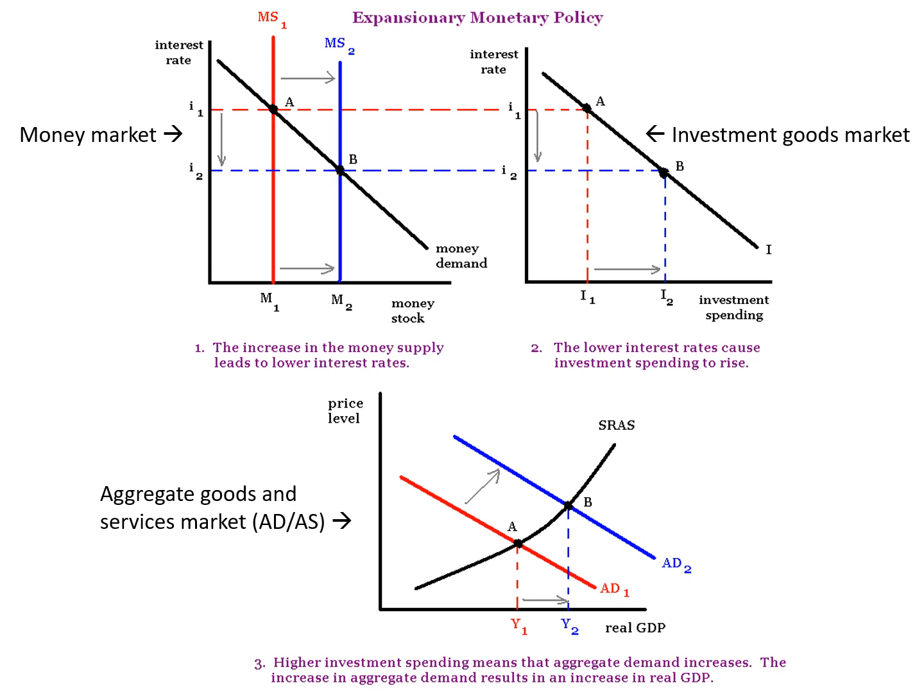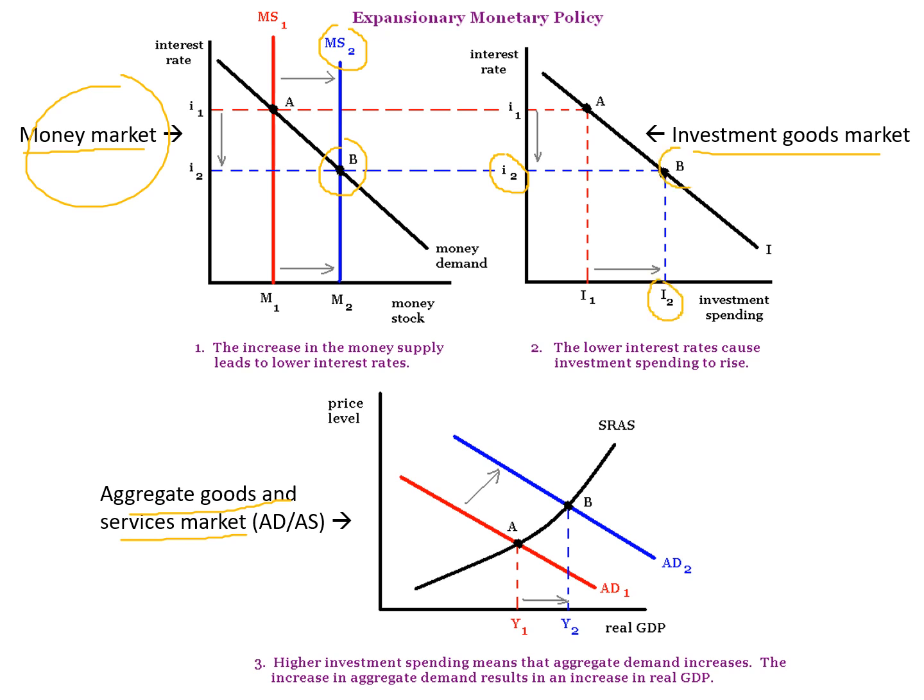As I explained earlier, monetary policy works through the interaction of three markets: the money market, the investment goods market, and the aggregate goods and services market. Let's look at the money market. The increase in the money supply leads to a lower interest rate. In the investment goods market, the lower interest rate causes investment spending to rise.